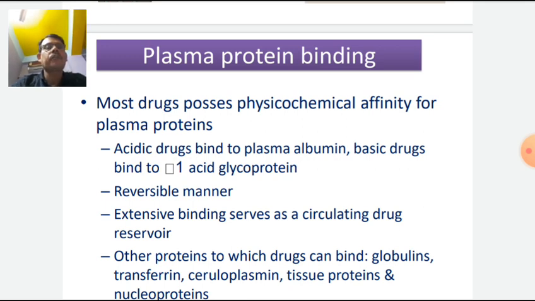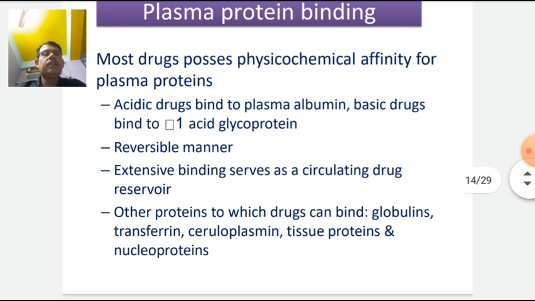Most drugs bind by physicochemical affinity to plasma protein. Acidic drugs bind to plasma albumin and basic drugs bind to alpha-1 acid glycoprotein, in a reversible manner, and extensively bound drug serves as a circulating reservoir. Other proteins to which drugs can bind are globulin, transferrin, ceruloplasmin, tissue protein and nucleoprotein.